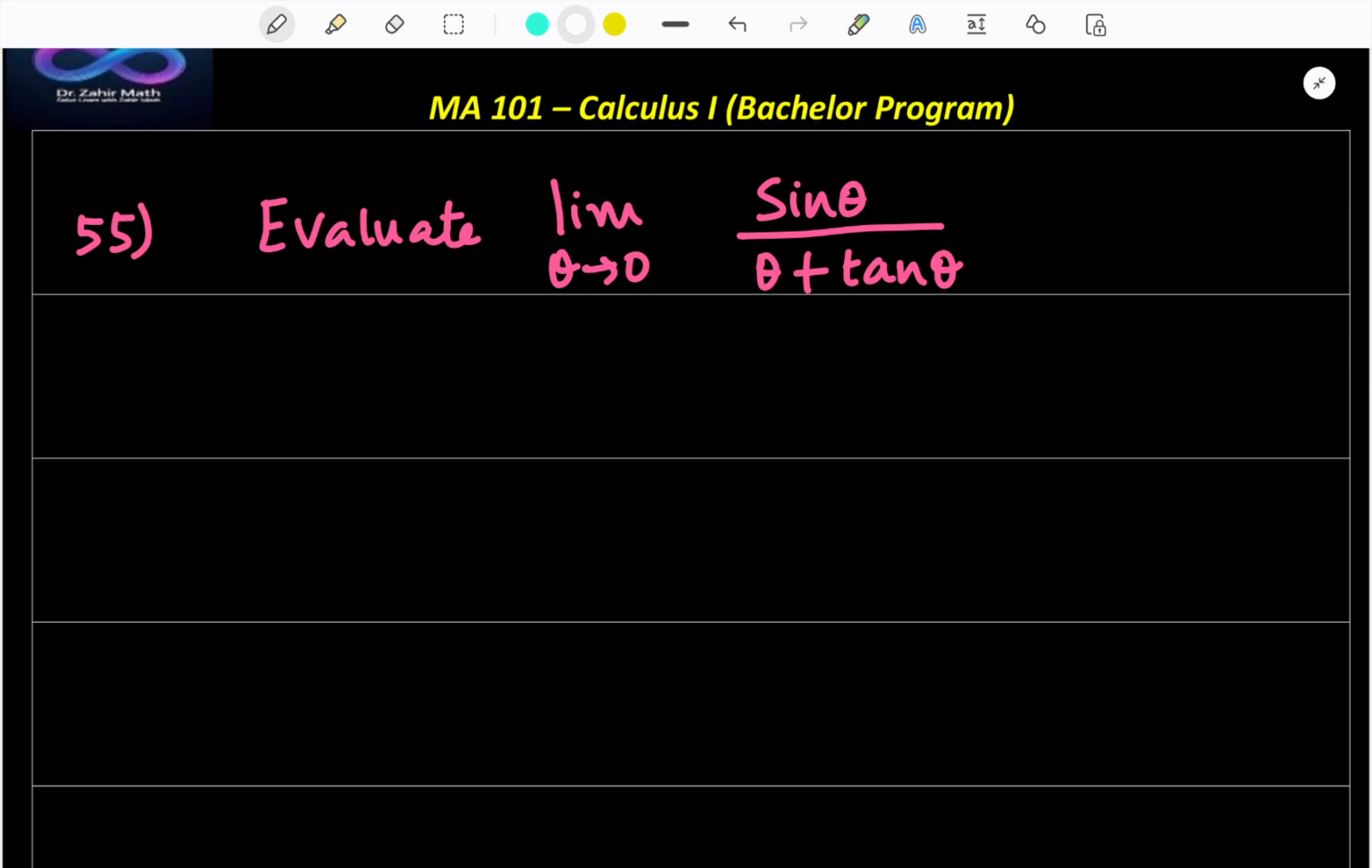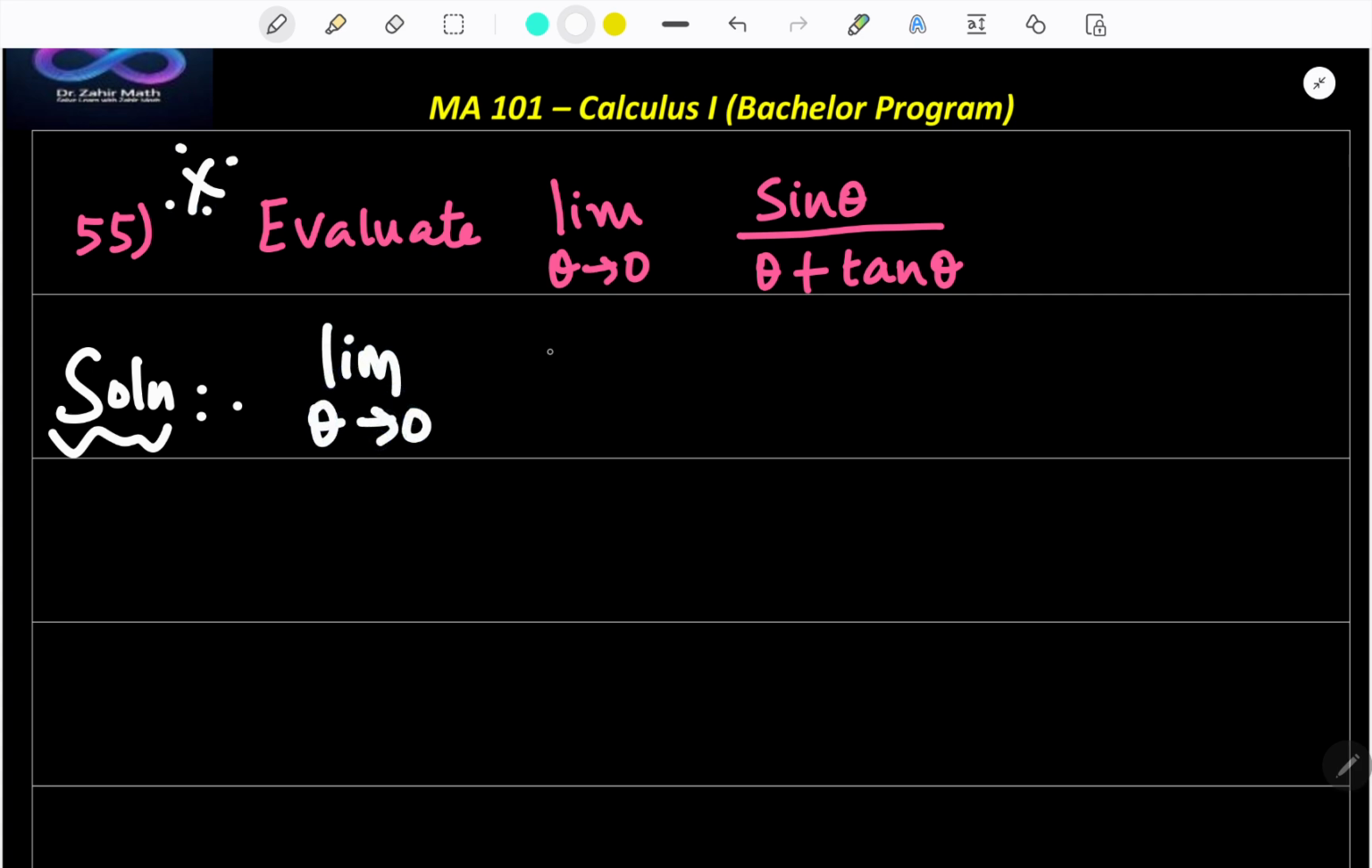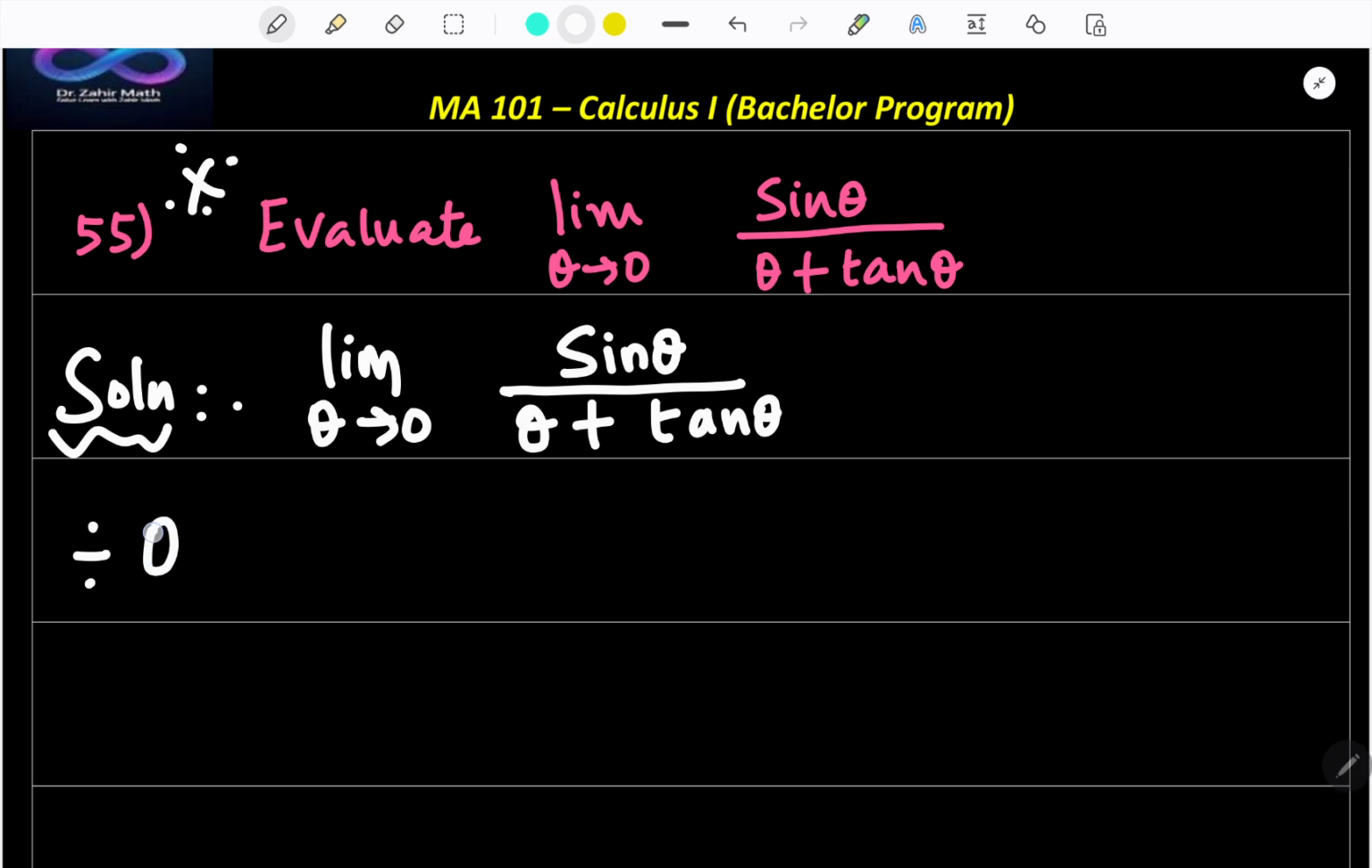Limit theta tends to 0, sine theta divided by theta plus tan theta. Clear everybody? Right. So let's go to the solution. Nice question. This also nice. So limit theta tends to 0, sine theta I'm not touching. And then this theta plus tan theta is coming. So in the denominator I'm coming as 1 plus. I want to shift it both as a separate term. So I'm dividing the numerator and denominator by theta. So if I divide by theta, what happens?